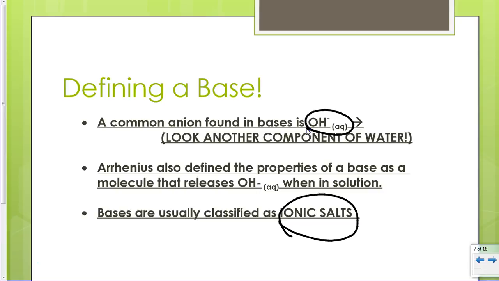Now, our bases are just like our acids. They must have OH instead of H positive, and they still must be aqueous. They still must be in water. NaOH is not a base. NaOH aq is. Perfect.